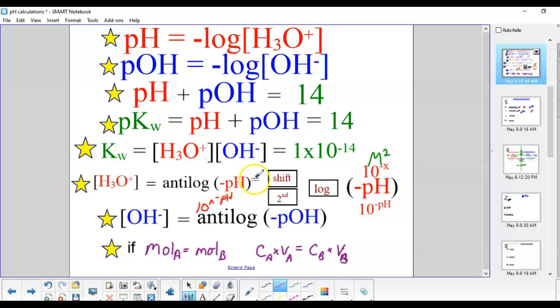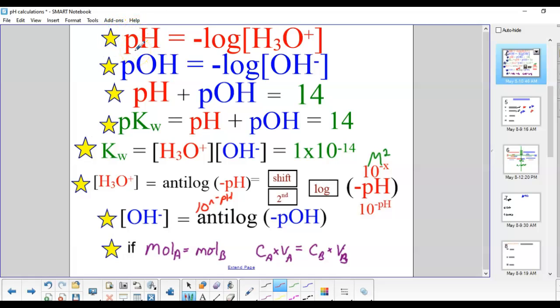All right, here's the second part of the pH calculation notes. Now, here are some more equations. We've already seen that pH is the negative log of the hydronium concentration. That is the definition of a P function.